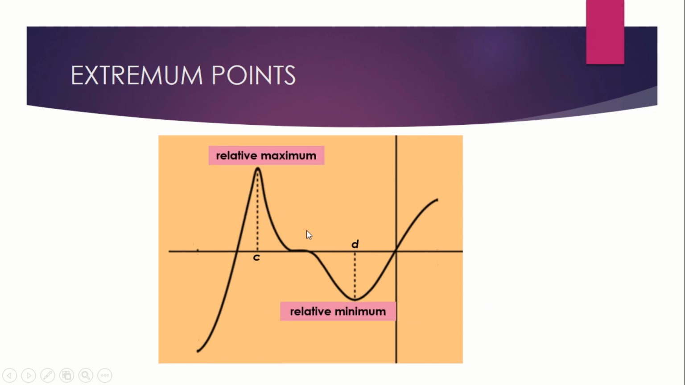So therefore, since at x equal to c the function is maximum compared to the points nearby, x equal to c is a relative maximum. When x is equal to c, f has a relative maximum. And similarly here, at x equal to d, we can see that f is minimum compared to other points nearby. So at x equal to d, f has a relative minimum.